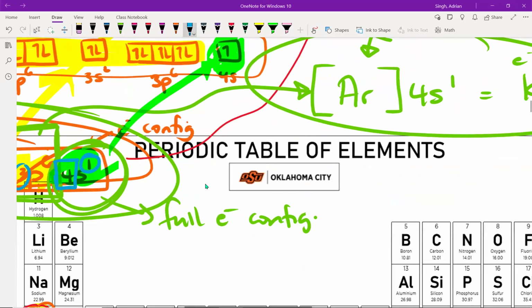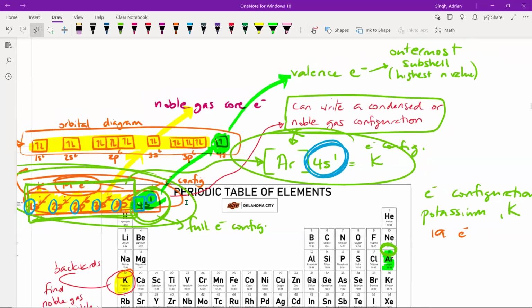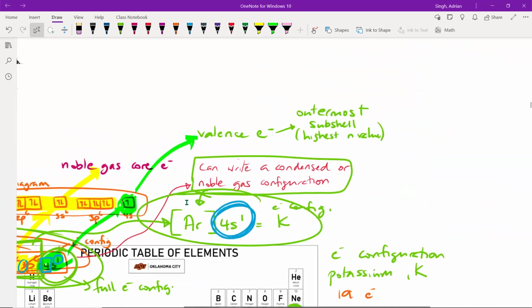If we write our noble gas configuration, that valence electron is what's left over here. That's your outermost electron. And all things being considered, that is the most important electron when it comes to the chemical characteristics of that atom. The valence electrons will dictate chemical bonding and chemical characteristics.